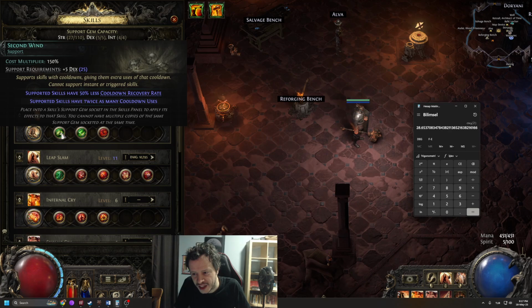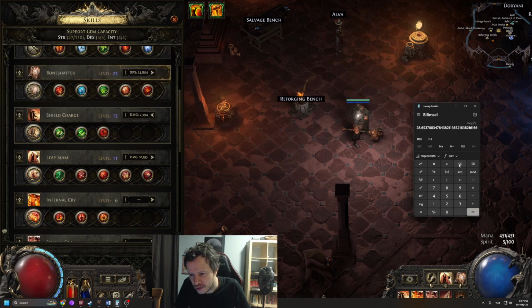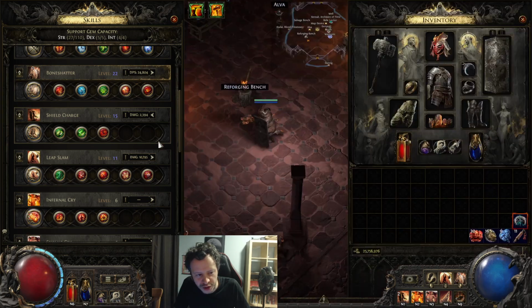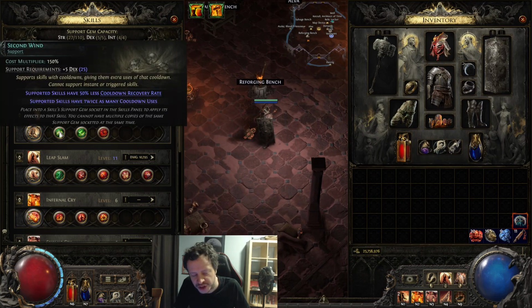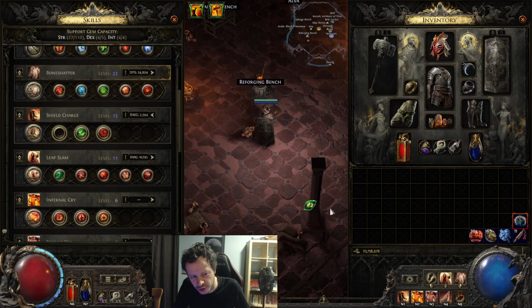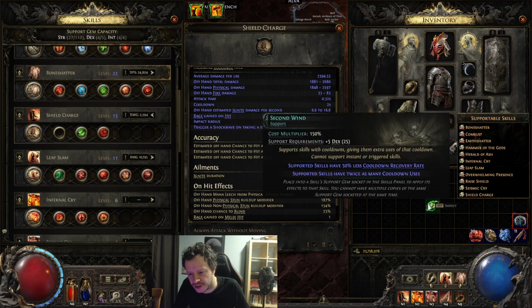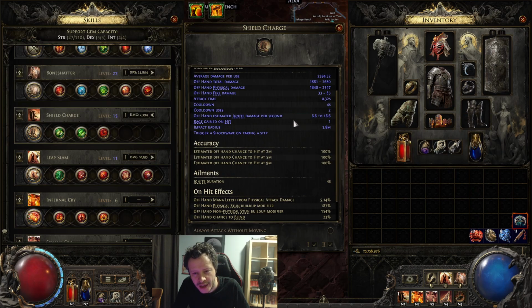So if I take the second wind off, oops, I did do something wrong. We are on 2 seconds. If I did this right, if I remove this second wind, now the cooldown should be 4 seconds. 2 seconds. There you are, 2 seconds. And I put it back on, and it's back to 4 seconds.